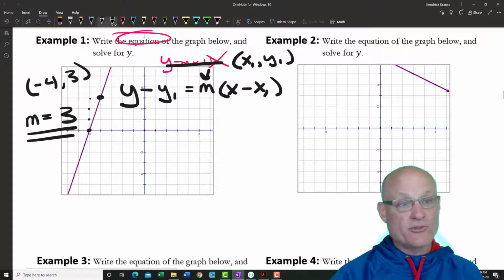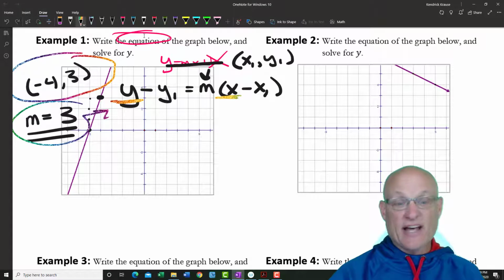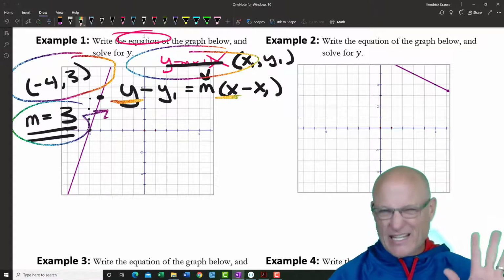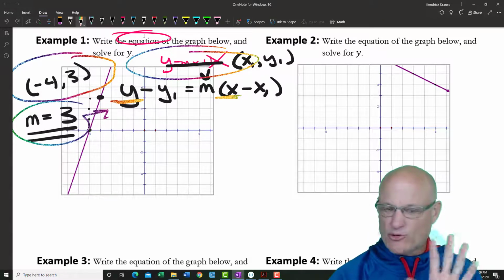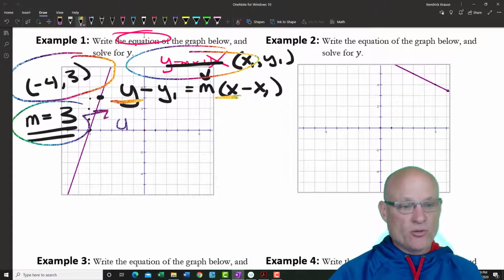I'm just going to substitute this point and this slope into that equation. Now remember, this y and this x don't change. They're the y and the x that you use in the y equals mx plus b formula. It's the x1 and the y1 that change. So here's how it works.